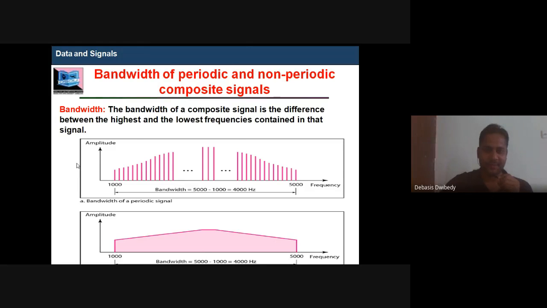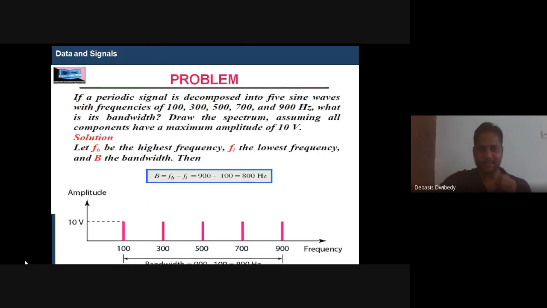Okay, so let us take another example or another problem. If a periodic signal is decomposed into 5 sine waves, you just go through this problem very carefully and understand the problem statement. If a periodic signal is decomposed into 5 sine waves, that is 5 simple analog signals with frequencies of 100, 300, 500, 700, 900 Hertz, what is its bandwidth?